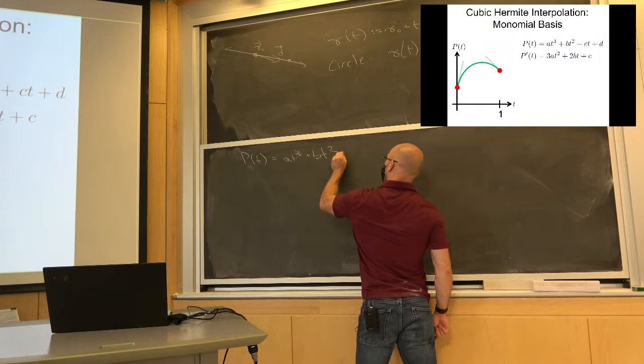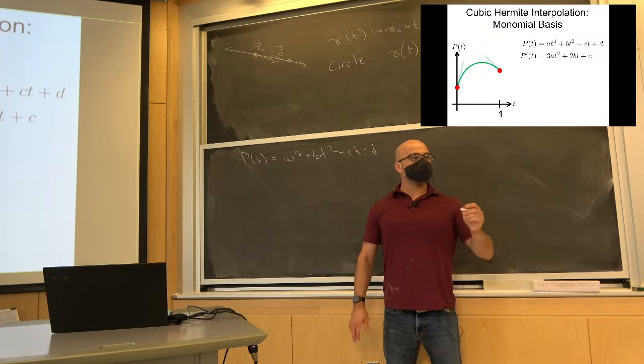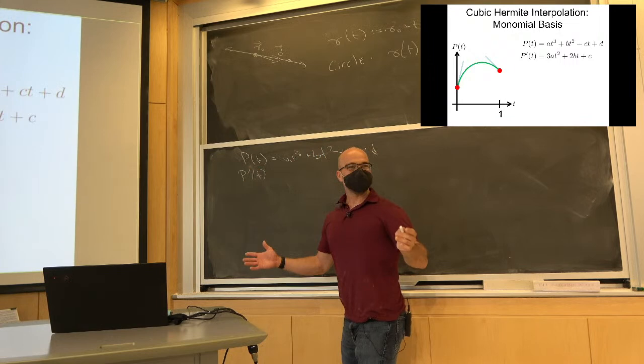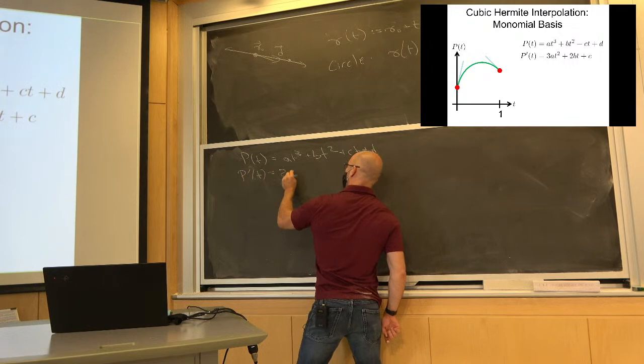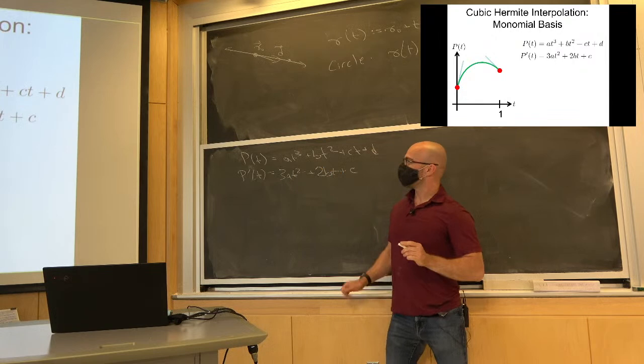We could all compute the derivative, I hope, of this curve. So this is going to be P prime of t. Watch, your instructor has a math degree. I'm going to do it without looking at the screen. You can tell me if I'm right. This is 3A t squared plus 2B t plus C. Yes. Okay. Thank you, guys.